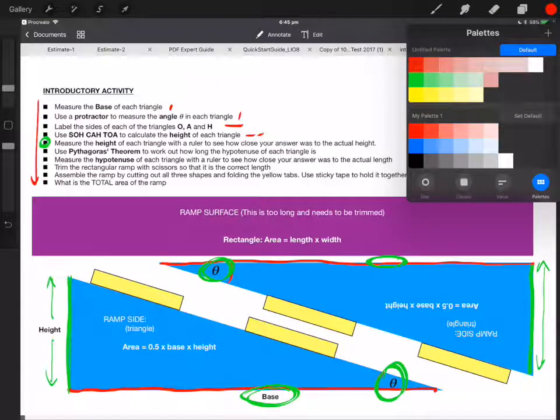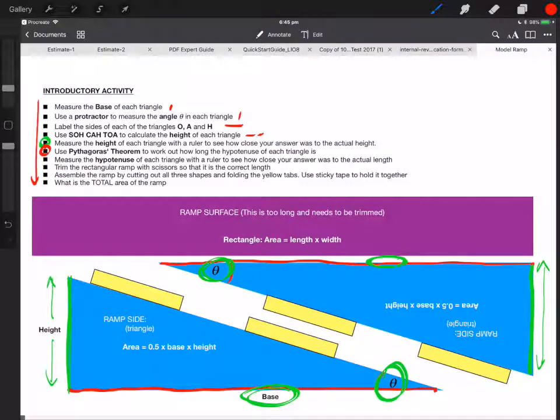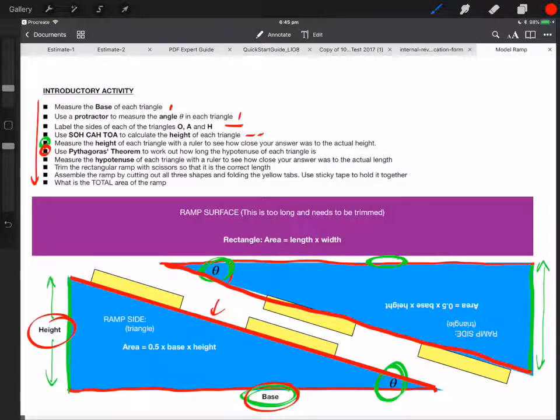Once you've done all of that, the next point is to use Pythagoras' theorem to work out the hypotenuse. The hypotenuse is this side here, so you use Pythagoras with these two sides to work out its length. Likewise for the other triangle. Once again, you use Pythagoras, and then you measure them with a ruler to see how close you were to the actual answer.